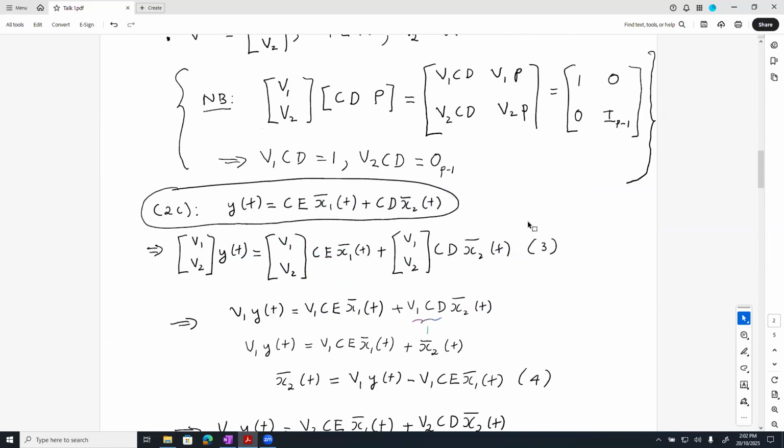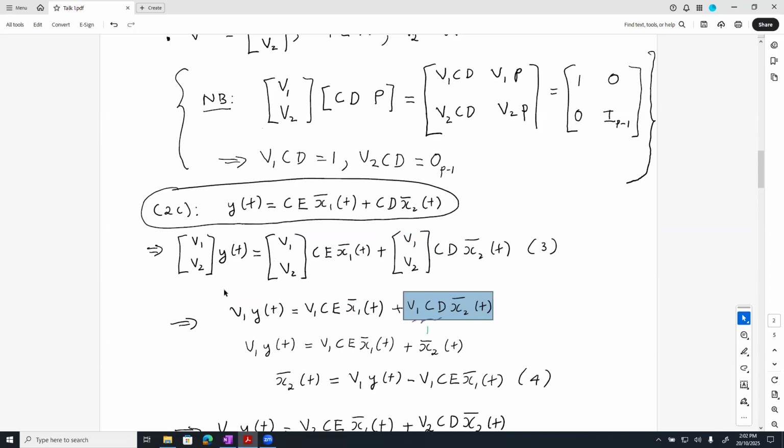And so from equation 3, we can see that we can extract out two equations from it. The first equation is V1 y of t, which is the one given here. The left-hand side is V1 y of t. The right-hand side would have this term in there, V1 CE x1 bar of t, and then V1 CD x2 bar of t, which is this term in here.